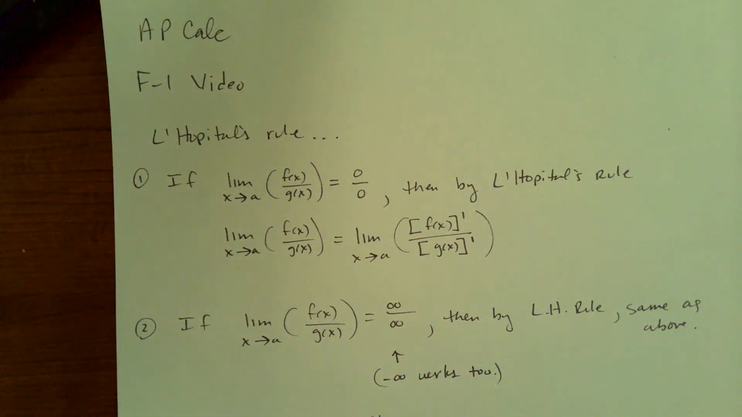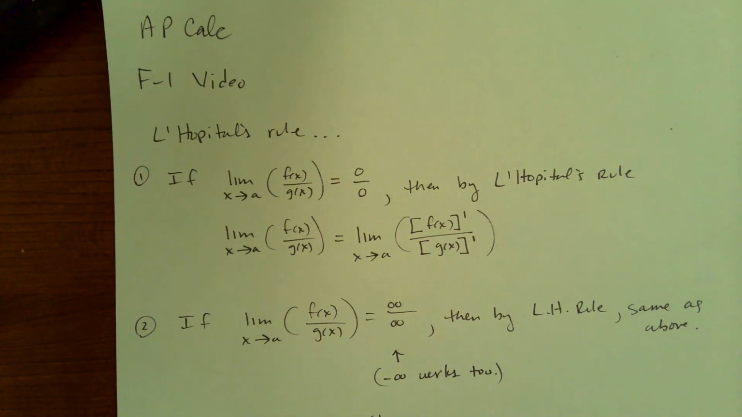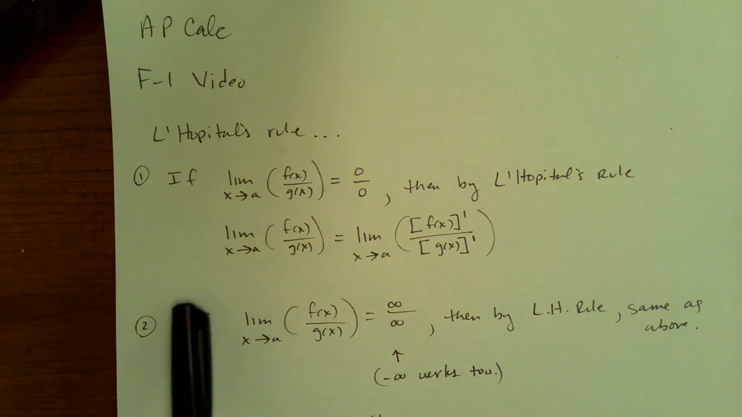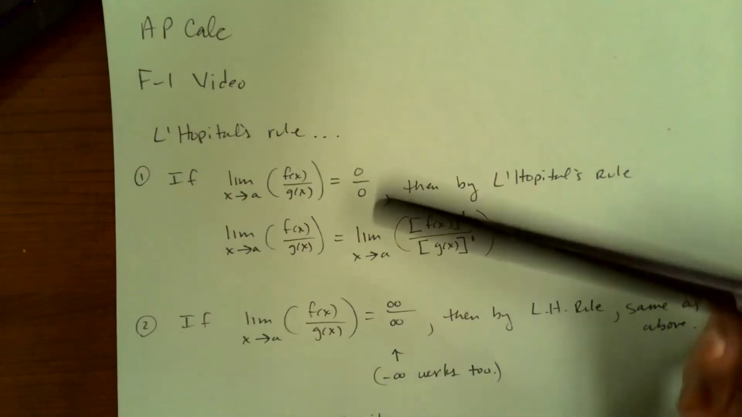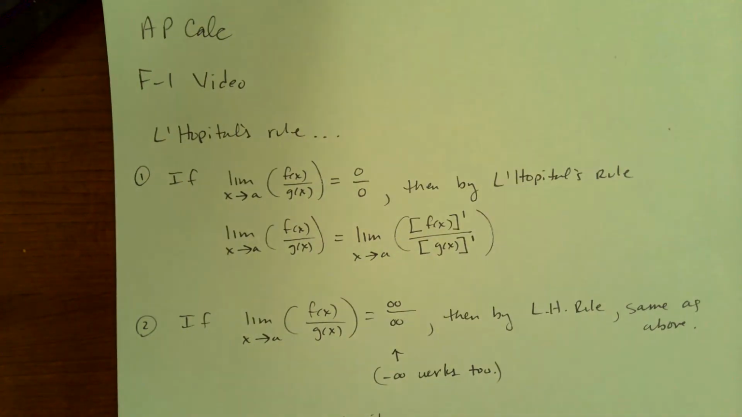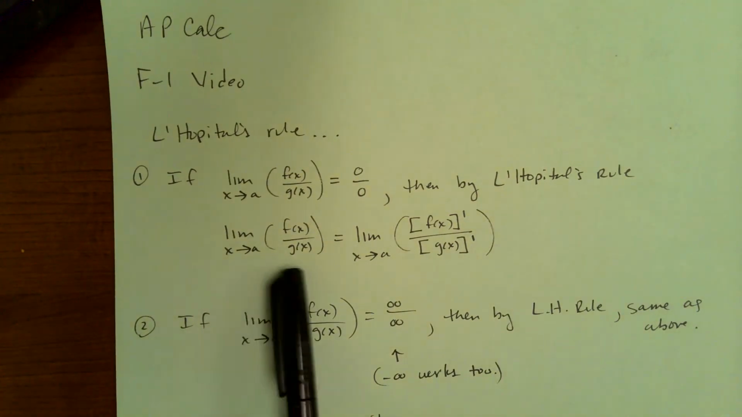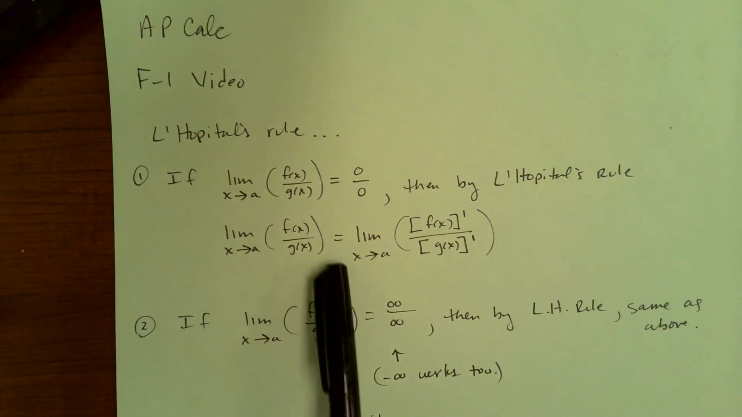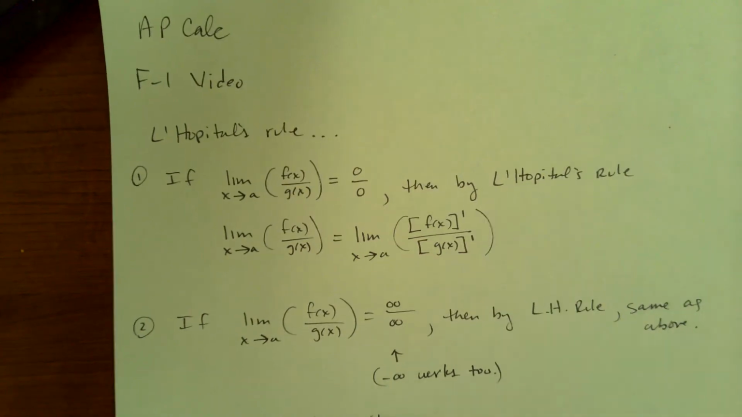Okay, so here's F-1, and the next three phases are about something called L'Hopital's rule. It basically says this. If the limit as x approaches a of f of x over g of x ends up, when you direct substitute, giving 0 over 0, then by L'Hopital's rule, this original limit is equal to the limit as x approaches a of the derivative of the top over the derivative of the bottom.